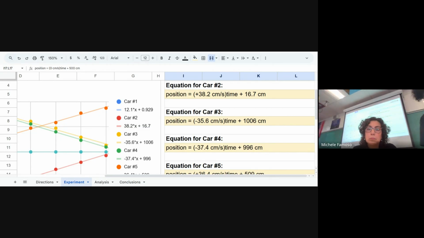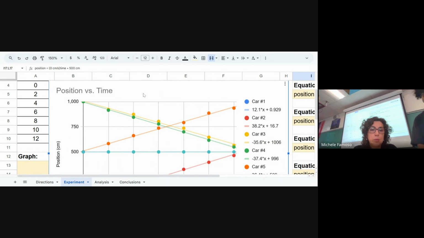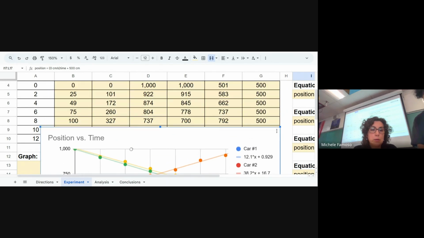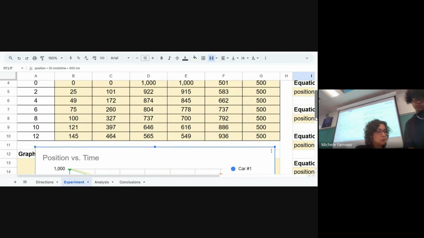I put the same twice. Okay, let's see. I've got to move this down, get it out of the way. So the last three should be 100. Okay, so you're missing up above 0, 25, 49, 75. So go up here, change that to 75, 100, 121, and 145. And that should change what you have here. Yep, okay.